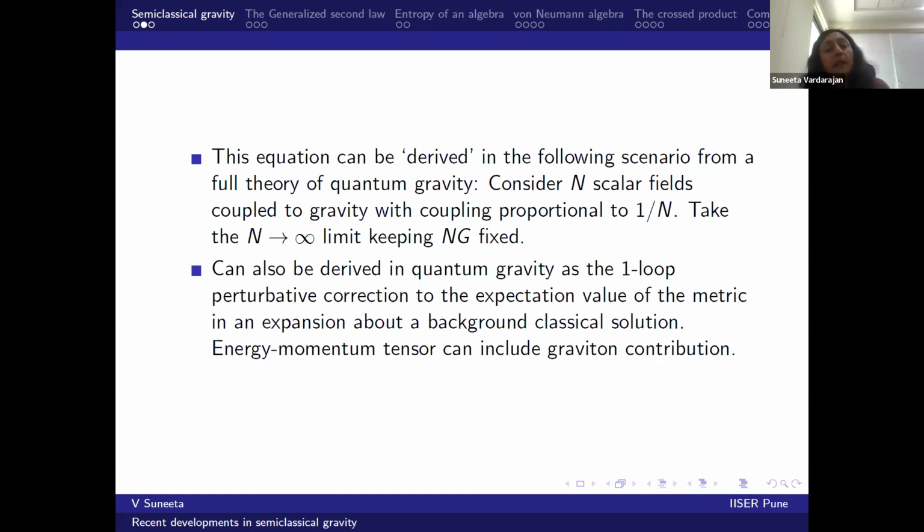And the other technical result is, in quantum gravity, if I consider the one loop perturbative correction to the metric's expectation value, which is a C number, and expand this expectation value of the metric about a background classical solution, then I again get these equations at the leading order, at the one loop order. The energy momentum tensor can also include graviton contributions. So these are the two technical scenarios in which the semi-classical gravity equations simply pop out. When we use it, we are actually, at least in the context of the second point, where it is derived in quantum gravity as the one loop perturbative correction to the expectation value.